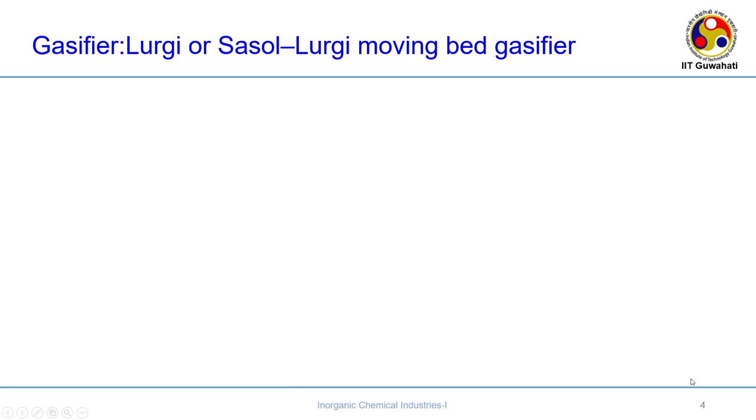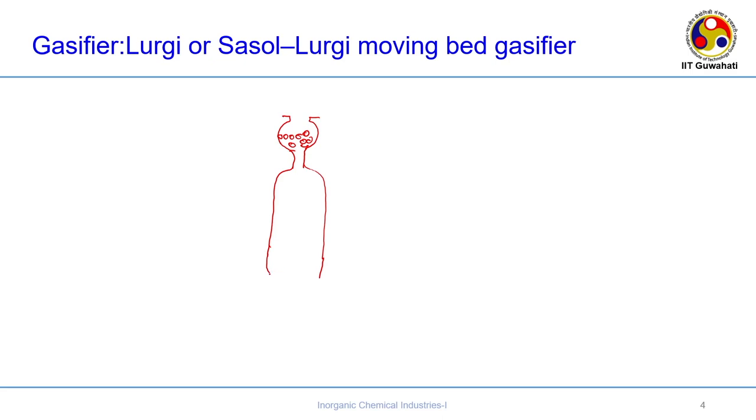So let us see the basic design of this Lurgi moving bed gasifier. You have the gasifier something like this. You have a hopper where the coal is fed. These are the coal particles, fed from the top. Then there is another vessel here where you keep on feeding the coal.